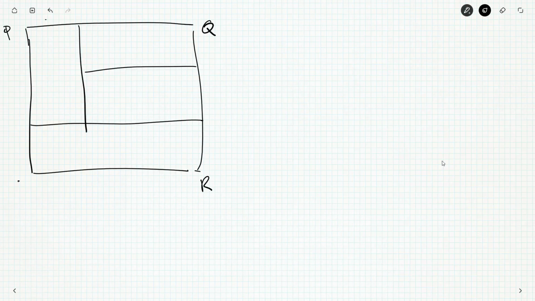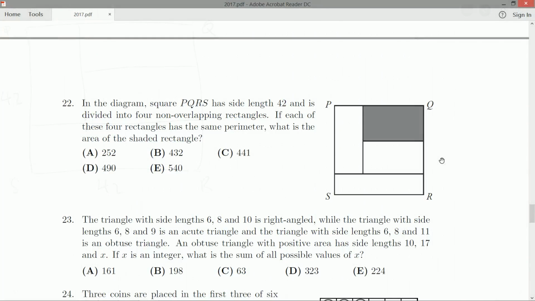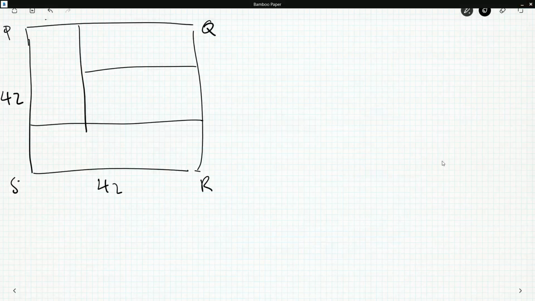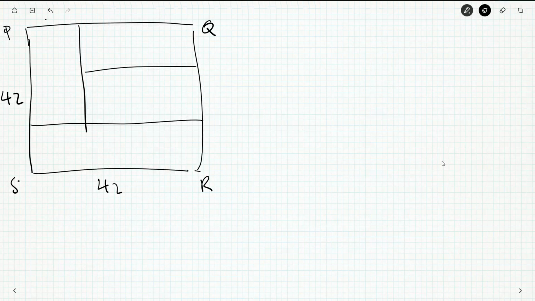PQ, probably RS, they tend to go clockwise. Alright, so we know we've got a 42 here and a 42 overall here. Okay, they didn't say anything else like they're integers or anything. Okay, so they'll have the same perimeter. If they'll have the same area, that'd be really nice, because just multiply the two 42s, get the area of the square, and divide by 4.